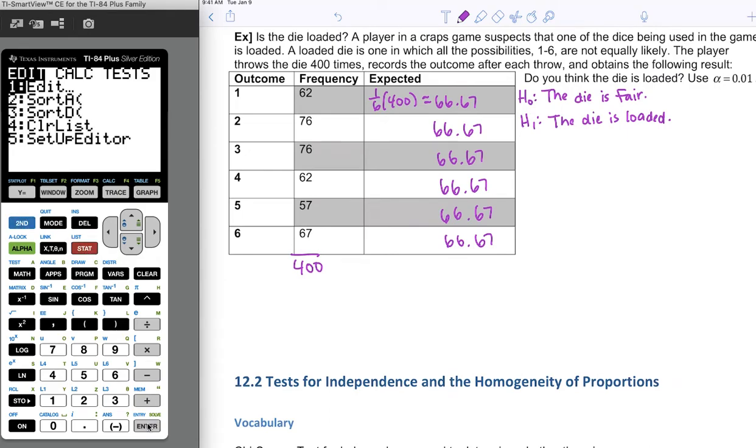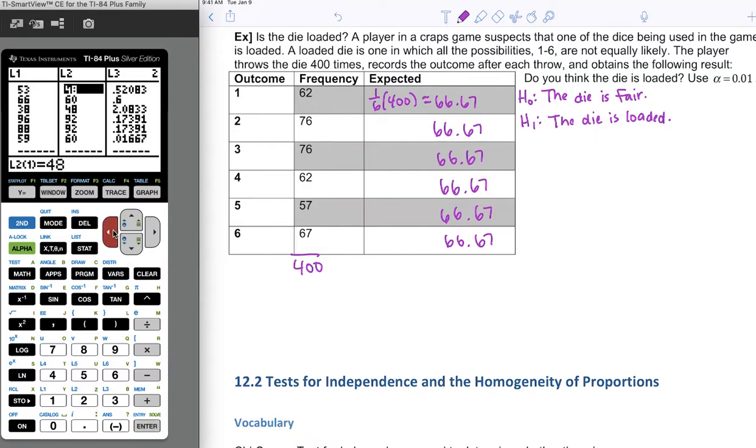Stat, edit, and I'm going to go to list 1 and type in the observations that he got when he rolled the die 400 times. So he got a 1 62 times, he got a 2 76 times, he got a 3 76 times, he got a 4 62 times, a 5 57 times, and a 6 67 times. So notice that these don't match the expected counts, right? They shouldn't. This should be supportive of H1.